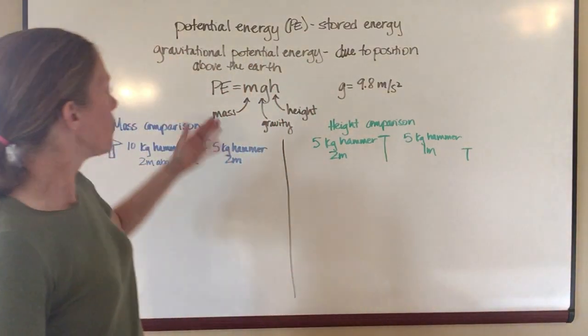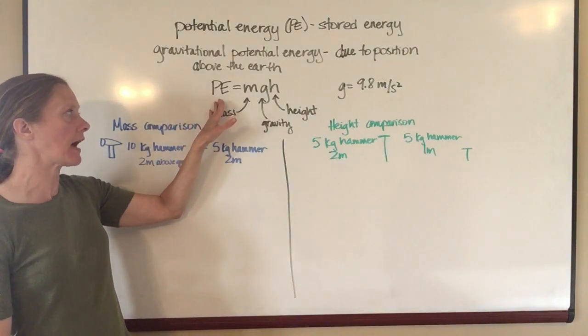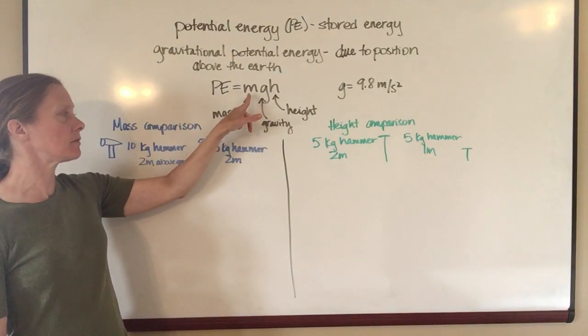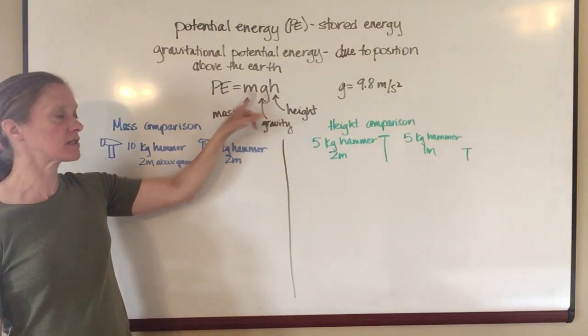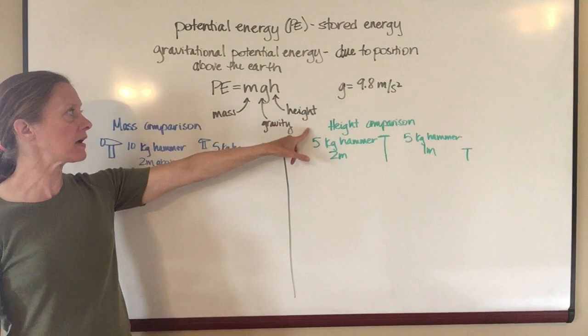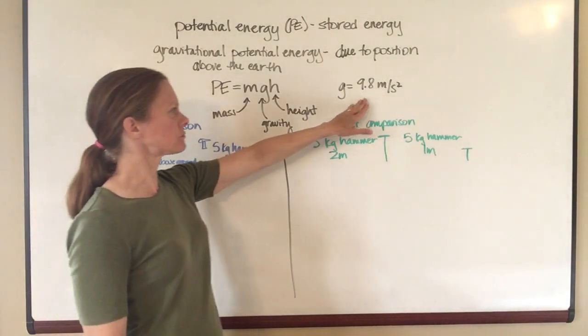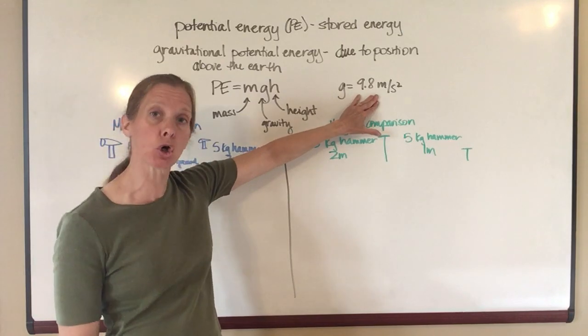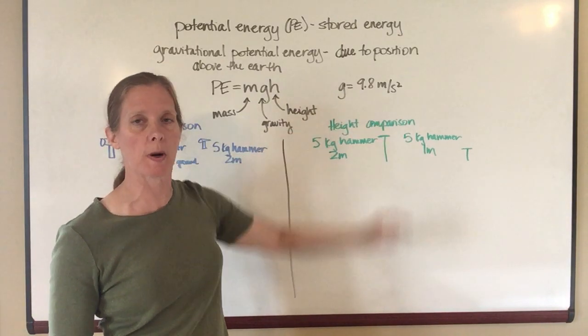Okay, so when I talk about gravitational potential energy, I calculate that by taking the mass of the object, multiplying it times the acceleration due to gravity, and the height that that object is off of the ground. Gravity on Earth accelerates at a rate of 9.8 meters per second squared.